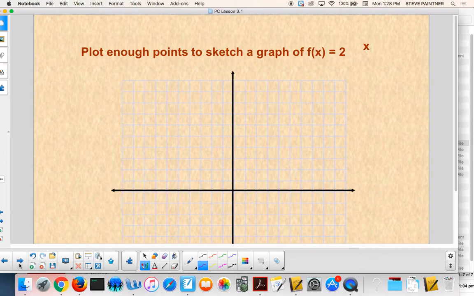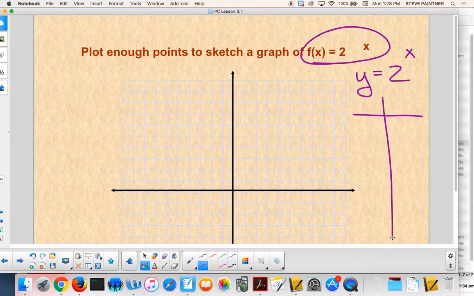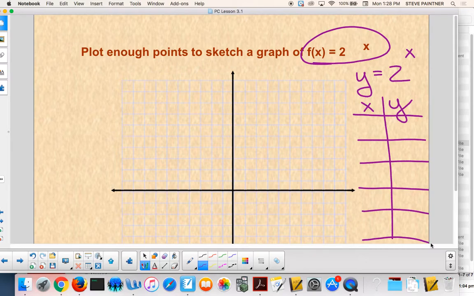Next, plot enough points to sketch this graph, okay? This graph is right here. And I'm going to rewrite it as y equals 2 to the x. If you don't know what these graphs look like, you should start by using tables. Okay? And of course, there are easy numbers to try. What's probably the easiest number out there? Easier than 1. 0. Okay. So you put in 0, you get what? Everybody agrees 1.